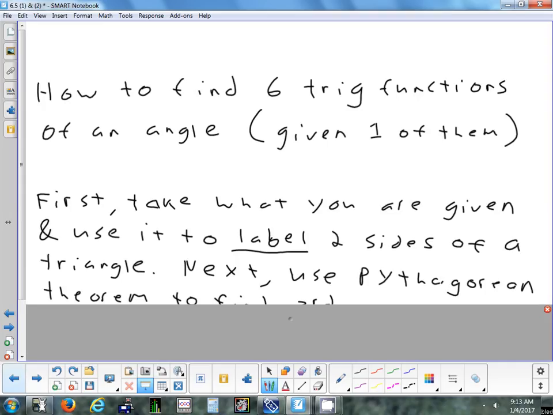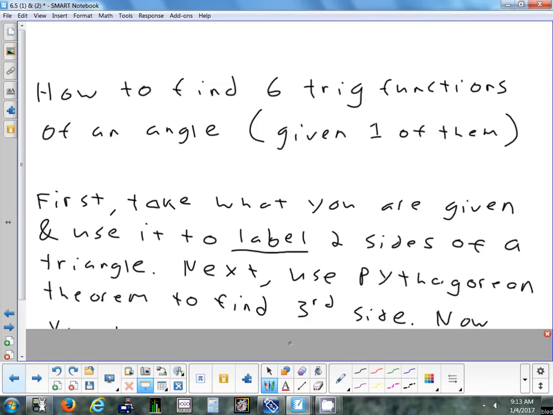Okay, because if we know the sine is 5 over 6, and we know sine is opposite over hypotenuse, we know the lengths of 2 of the sides. Okay, and it doesn't matter what trig function they give you. As long as they give you a fraction, or even if they don't, let's say they just gave you a number like that, you could always make it a fraction. And we're going to label 2 sides. And then once we label 2 of the sides, we can use the Pythagorean theorem to get the 3rd side.